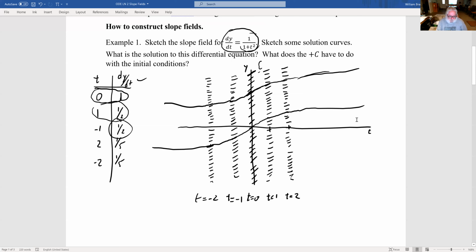So we have dy/dt equals 1/(1 plus t squared). Separate the variables.